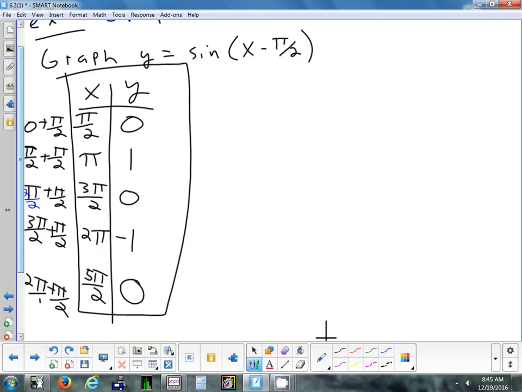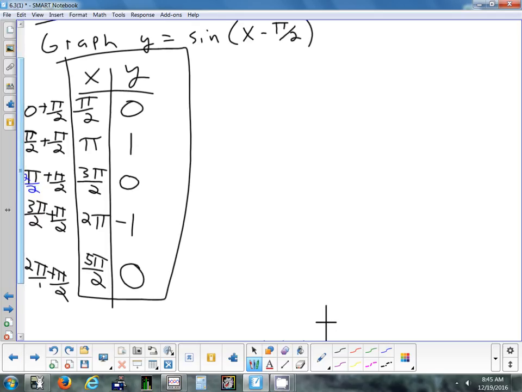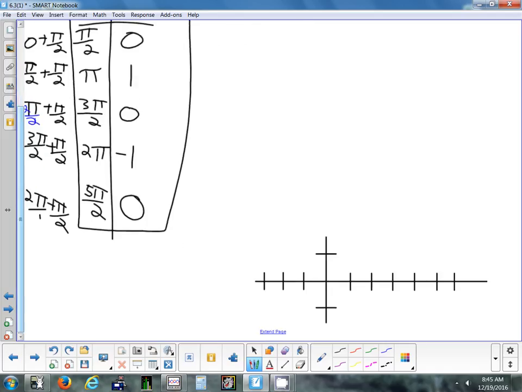Okay, the way I grade this, I give you 1 point for each x and y value you get right. So this table would be worth 10 points on the test. And then the graph itself is either worth 1 or 2 points, however the numbers work out.